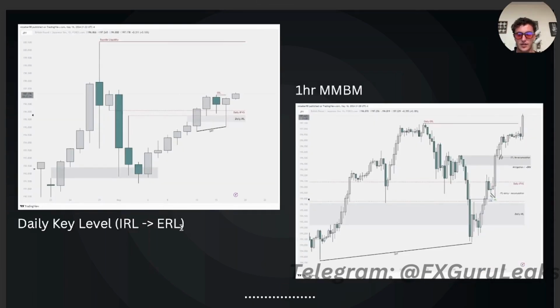Now we have a daily internal range liquidity pool resting here to a 1-hour market maker buy model. So when price reaches this on the daily, taps that gap, and creates some SMT, then we can go to our aligned time frame, the hourly chart, and we can frame a market maker buy model to the external range high on the daily. As you can see here, the reaction is very energetic and smooth moving because we have a higher time frame narrative aligning with our intermediate term perspective.